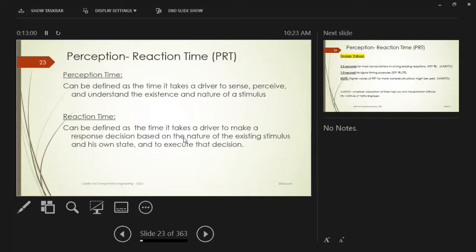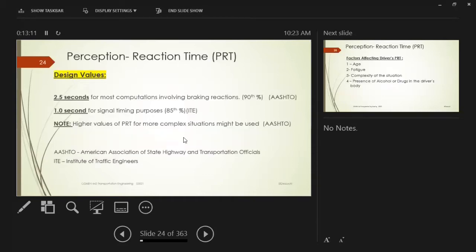It doesn't mean reaction time, it's the time of stopping the vehicle, no. You have to differentiate between both, okay? Okay, the design values are important. Any questions?